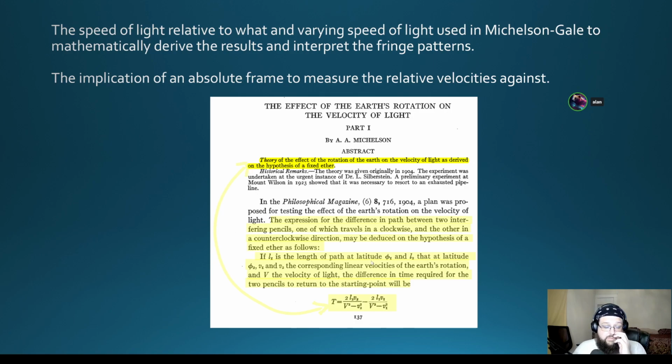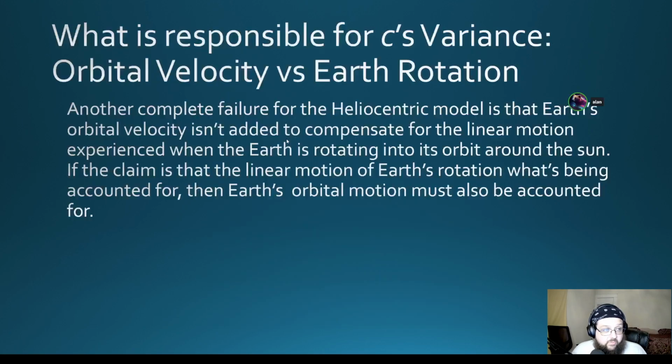And this is just showing that, further stating that they're inferring the fringe shift pattern through a varying speed of light, to which they're measuring the relative velocity against an absolute reference frame. So this is the early GPS calculation essentially, right? So this is how they're doing it. And then they're attributing that to Earth rotation. We'll get into that towards the end here.